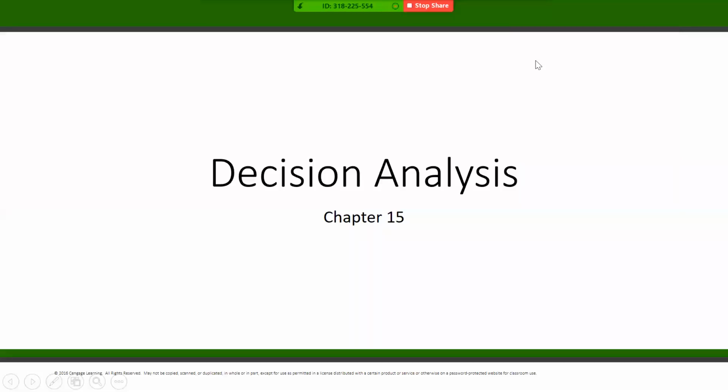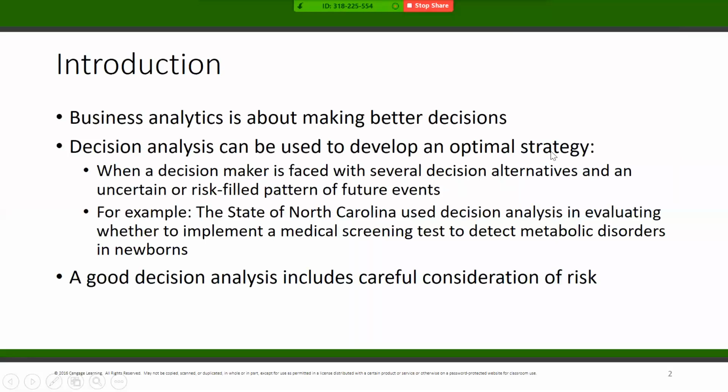Okay, so we're in chapter 15, which is decision analysis. So, introduction here, we have business analytics is about making better decisions. And so decision analysis can be used to develop an optimal strategy when a decision maker is faced with several decision alternatives and an uncertain or risk-filled pattern of future events.